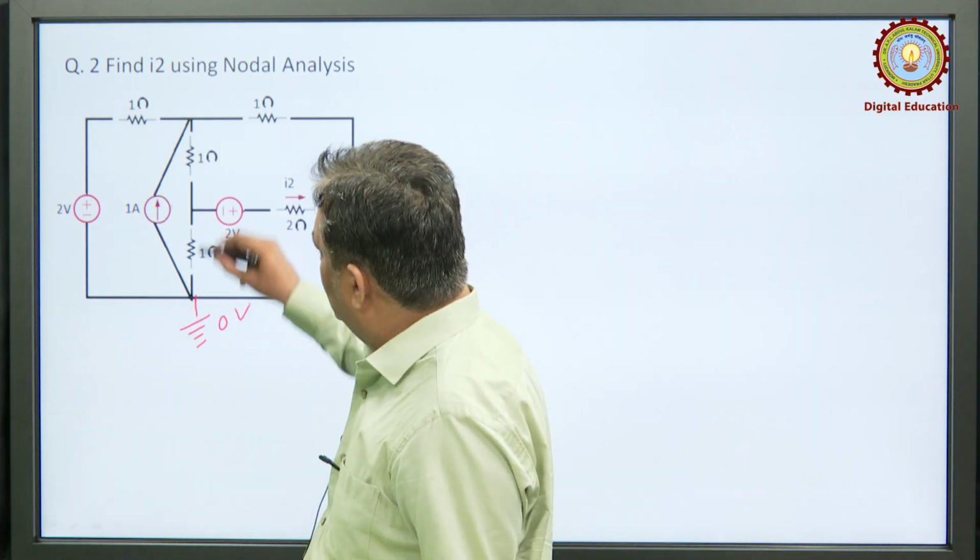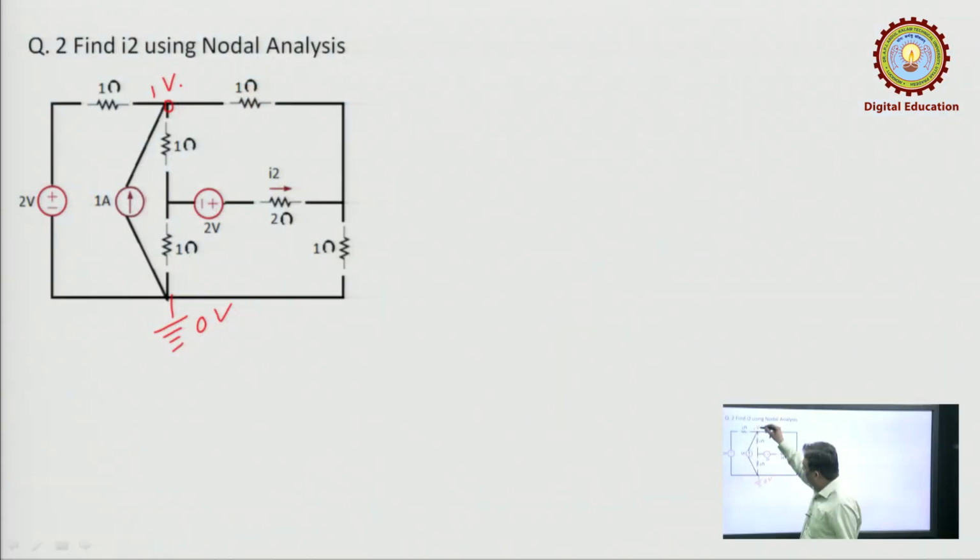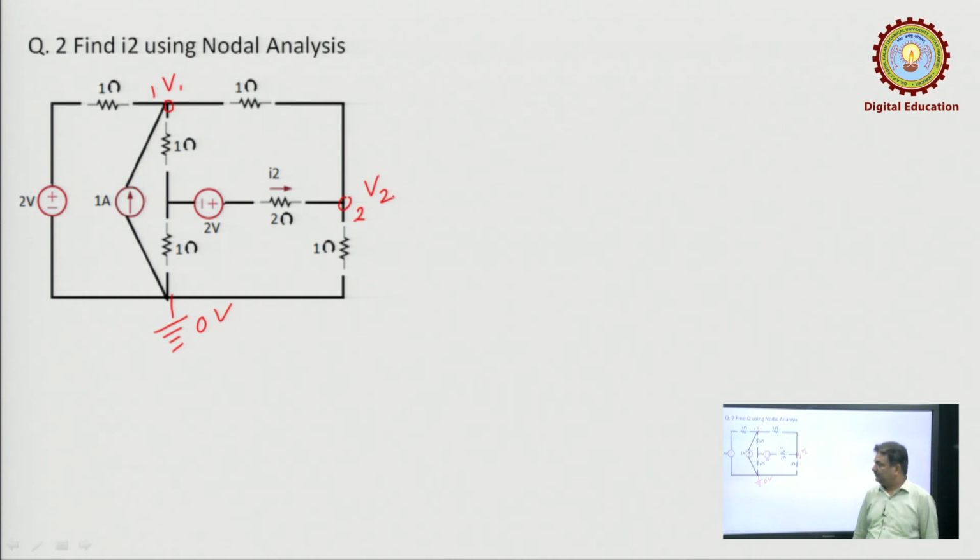Now, there is no direct source connection between this and this. So, this is the first independent node. Let the voltage of this node be V1. This is another independent node because there is no direct voltage source connection. So, this will be independent node number 2. Let us assume its voltage as V2. Now, no direct source connection between datum and this. This is third independent node. Voltage of this is V3.